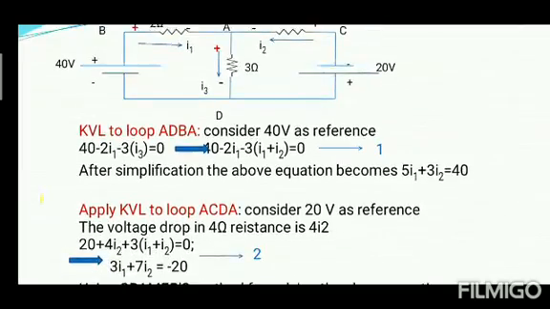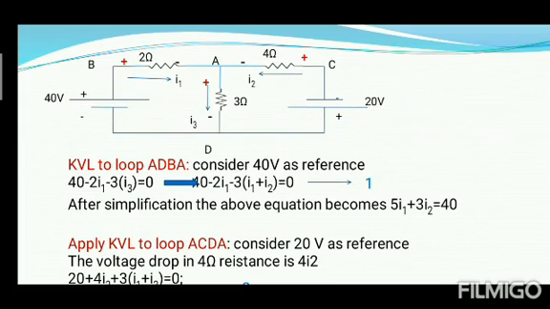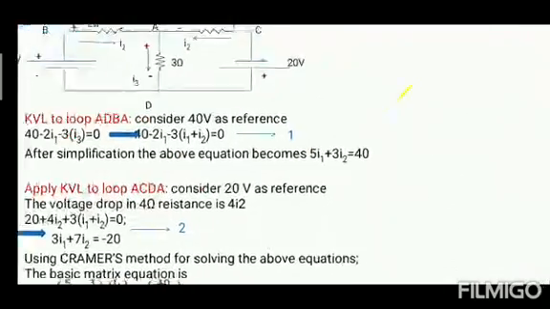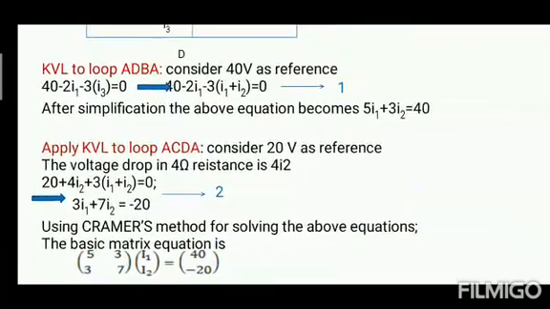Hence, if you implement KVL by taking the 40 volts reference for this loop, you will have 40, and if you observe 2I1, it is connected from plus to plus. Plus and plus are connected, so the opposite sign will come, minus 2I1. And again here 3 into (I1 plus I2). Here plus is connected to minus, so opposite terminals are connected, meaning the same sign will come. So 40 minus 2I1 minus 3 into (I1 plus I2) is equal to 0. If you simplify this, you get 5I1 plus 3I2 is equal to 40, and this is equation number 1.